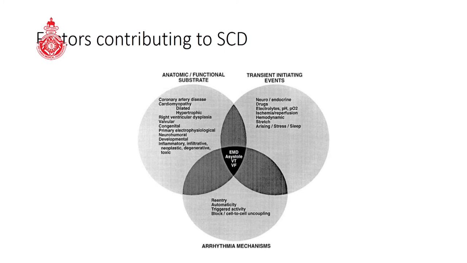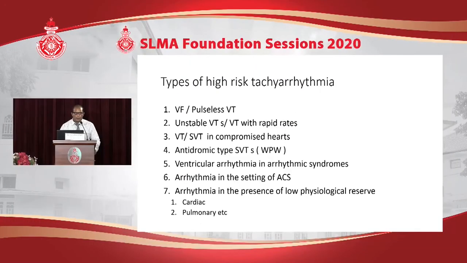And the triggering event is the other important thing, which can be metabolic, drugs, electrolytes, neuro, or endocrine, like that. And the underlying mechanism, if there's any re-entry already happening inside the myocardium, or automaticity, or triggered activity, all these will facilitate a malignant ventricular arrhythmia. One factor is enough to cause a ventricular arrhythmia. However, a combination will increase the chances of developing sudden cardiac arrest. This is how it happens.